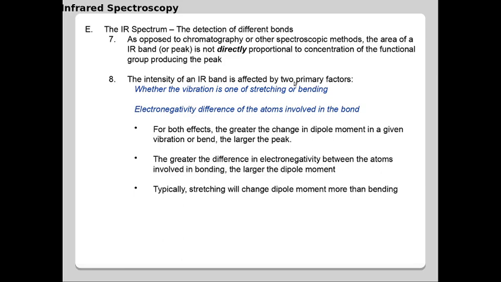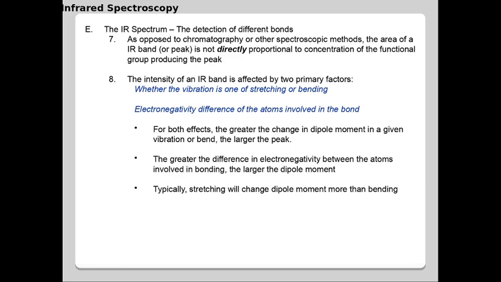Okay, so what actually affects the intensity of a peak in an IR spectrum? One reason is whether the vibration is a stretching vibration or a bending vibration. Usually the change in dipole moment is the factor that decides the intensity of an IR vibrational band or peak. The greater the change in dipole moment associated with the vibrational transition or motion, the greater will be the observed IR peak intensity.